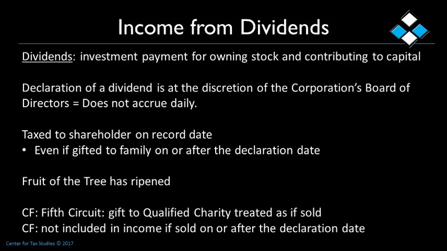Now, you need to compare this with the Fifth Circuit, which states that if a dividend is gifted to a qualified charity, it is treated as if it's sold. And you need to compare that the dividend is not included in income if it is sold on or after the declaration date, only if it is gifted on or after the declaration date.